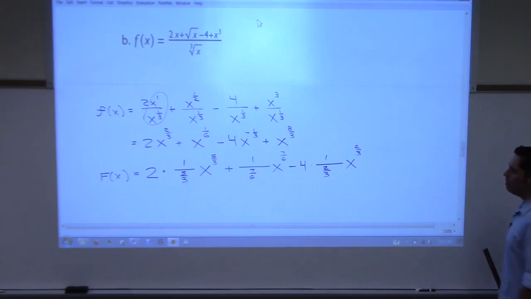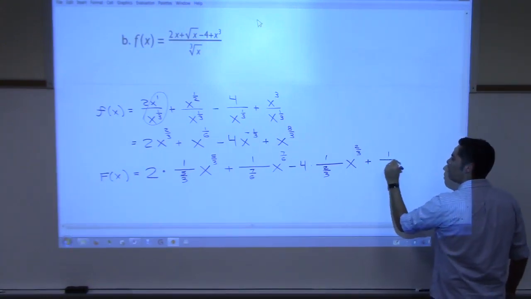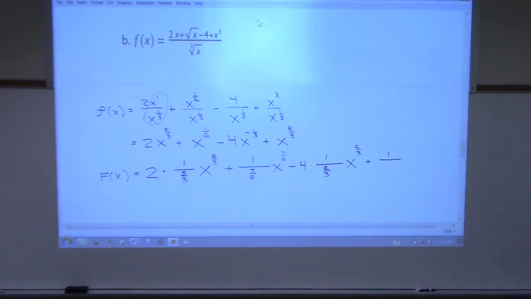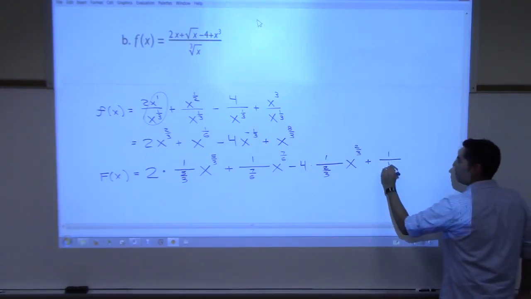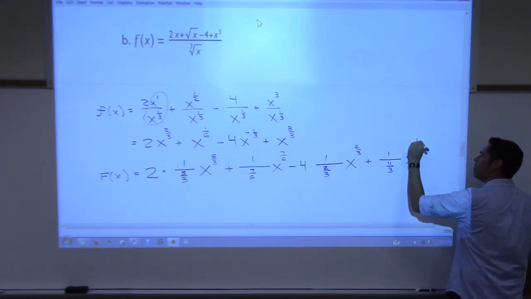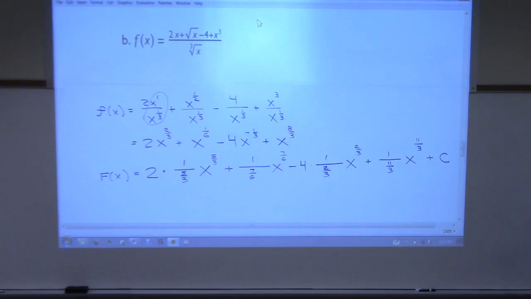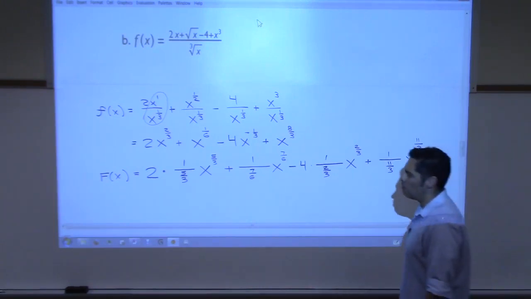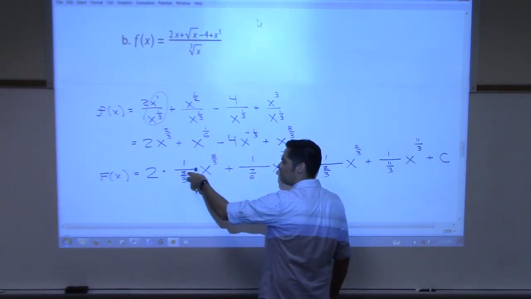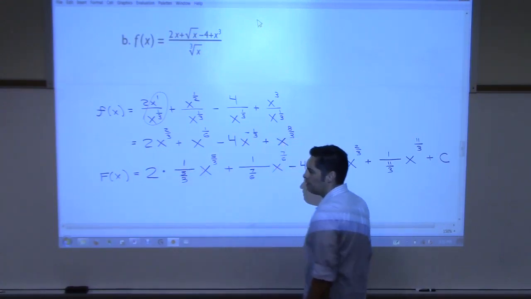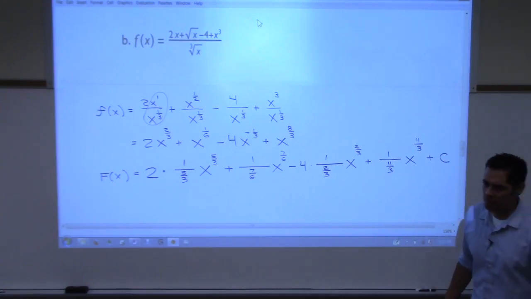And then my last one, plus 1 over 8/3 plus 1. 11/3. x to the 11/3 plus C. So are there any questions on that? And now I'll reciprocate all these. So when I flip this, right, it becomes 3/5. And what will 3/5 times 2 be? 6/5.